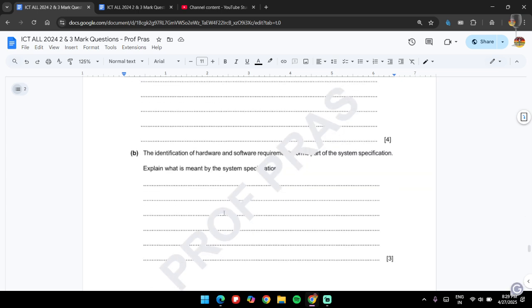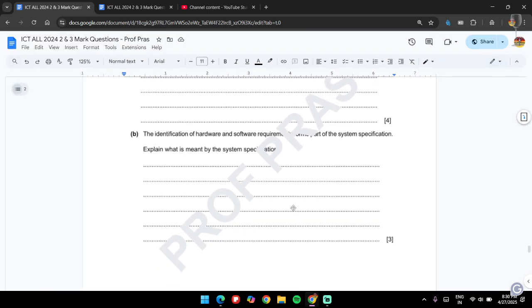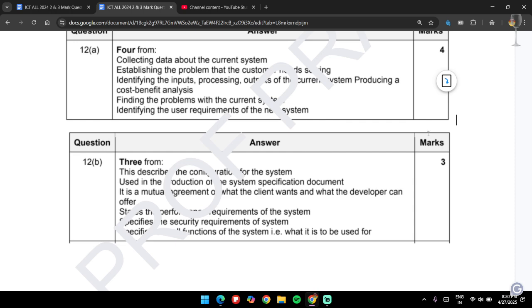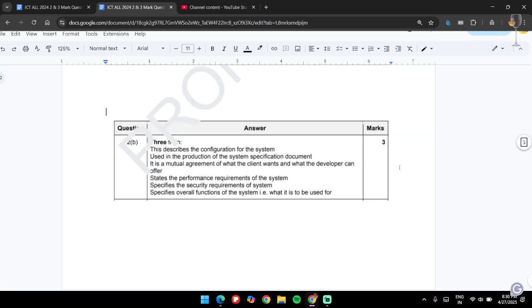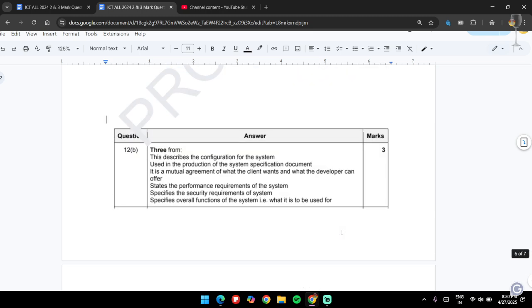System specification. To be honest, this wasn't something I'd even seen until this paper. But this came in the February March paper, so it's really important, and that's why I added it as well. So system specification describes the configuration. I think we're almost done. Just a bit more and then we'll be done.